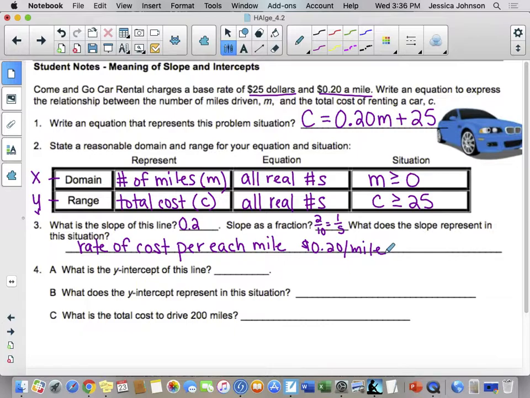What is the y-intercept of this line? Remember, the y-intercept is where the line crosses the y-axis. It's also our b in our equation. Our y-intercept is 0, 25, it's a point. What does it represent in this situation? It's our base, or our initial cost. It's our starting value. It's $25 that is paid before driving any miles.